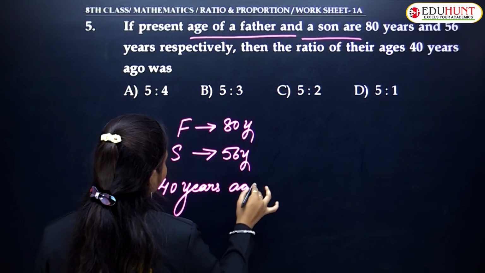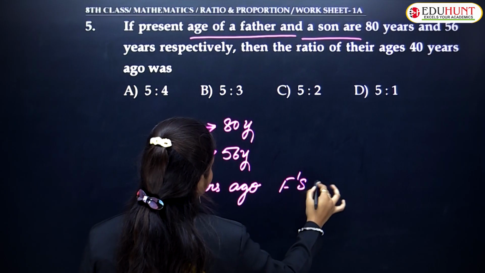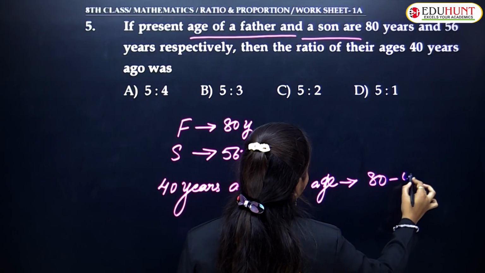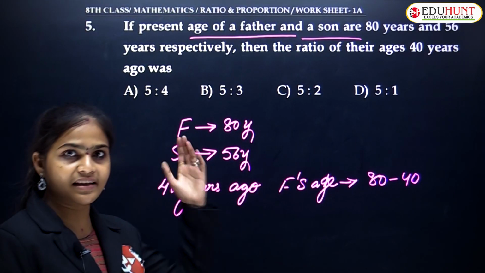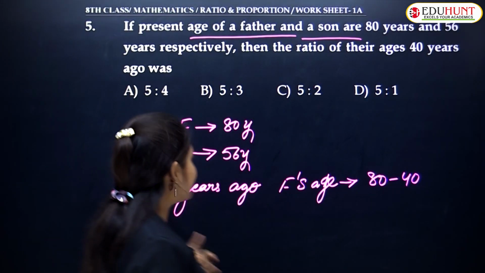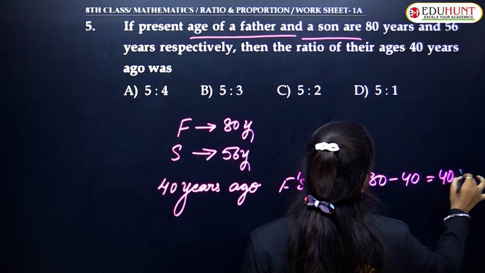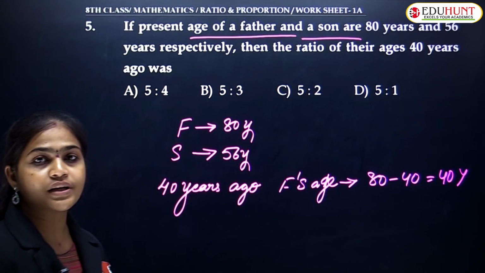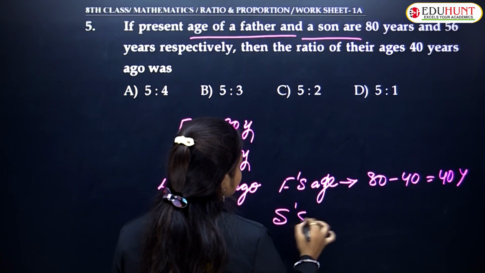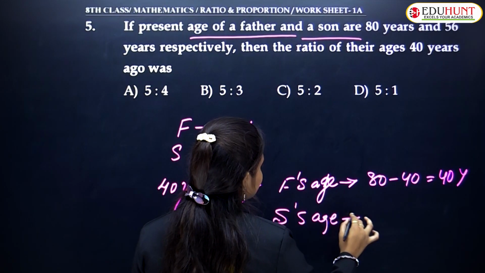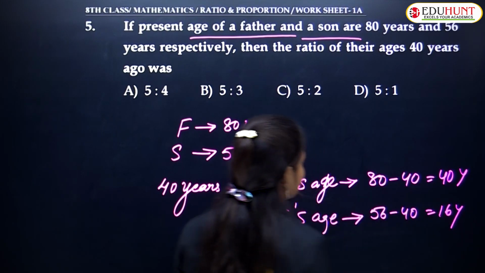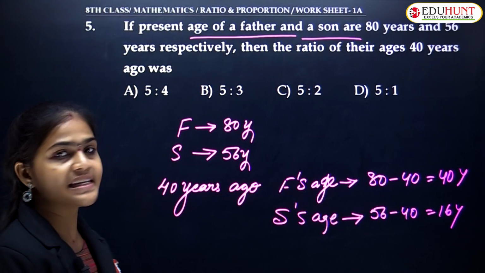40 years ago, what are their ages? Father's age: 80 minus 40. 40 years ago means back, not forward. 40 years back, his age is 80 minus 40, which equals 40 years. Next, 40 years ago, the son's age is 56 minus 40, which equals 16 years.